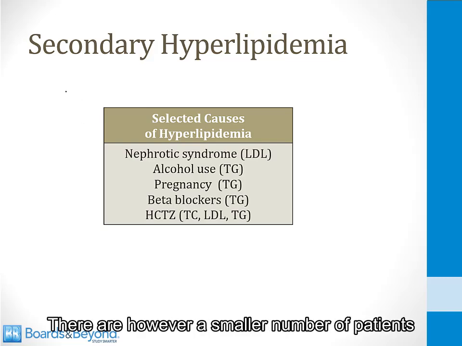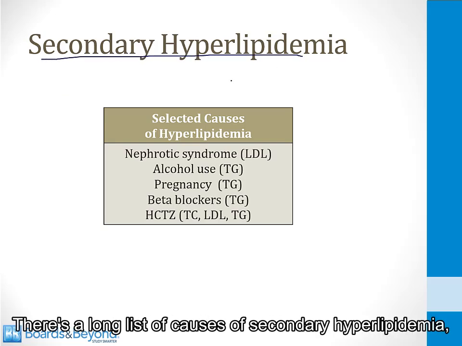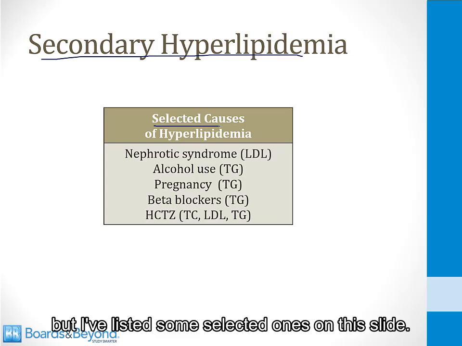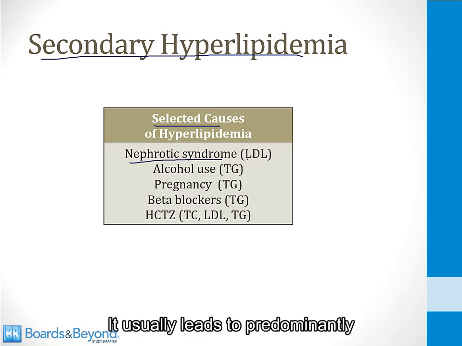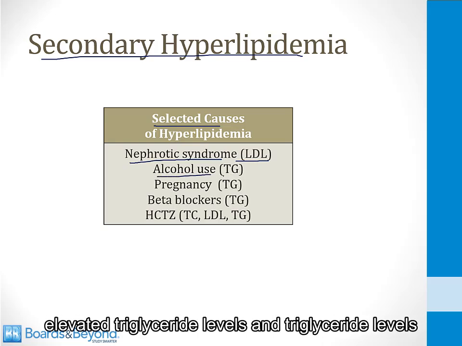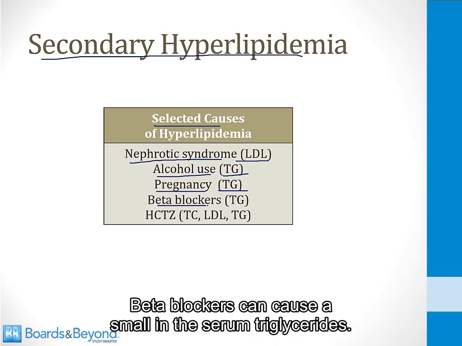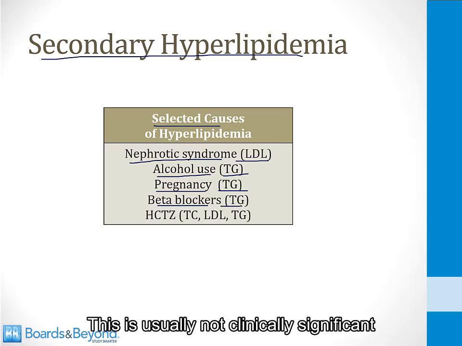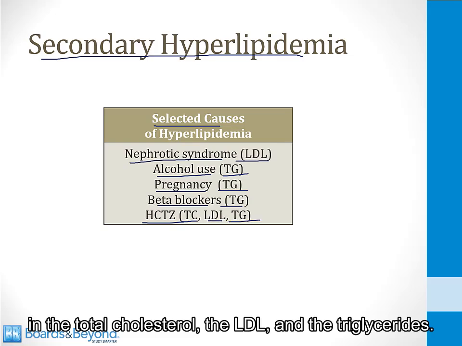There are, however, a smaller number of patients who have what's known as secondary hyperlipidemia, so let's talk about this now. There's a long list of causes of secondary hyperlipidemia, but I've listed some selected ones on this slide. Nephrotic syndrome is famous for causing hyperlipidemia. It usually leads to predominantly an elevation of serum LDL levels. Patients who consume lots of alcohol can have elevated triglyceride levels, and triglyceride levels also rise in women who are pregnant. Beta blockers can cause a small increase in the serum triglycerides. This is usually not clinically significant. And hydrochlorothiazide can also cause increases in the total cholesterol, the LDL, and the triglycerides.